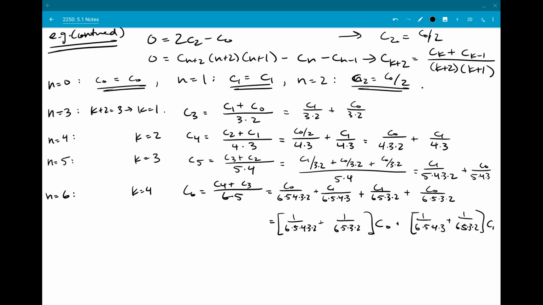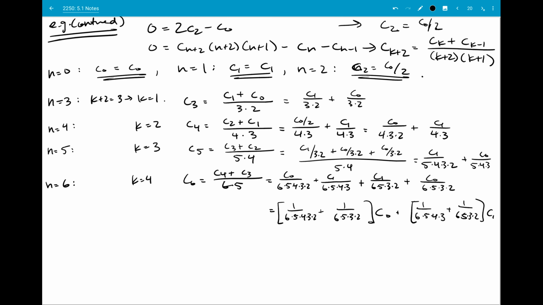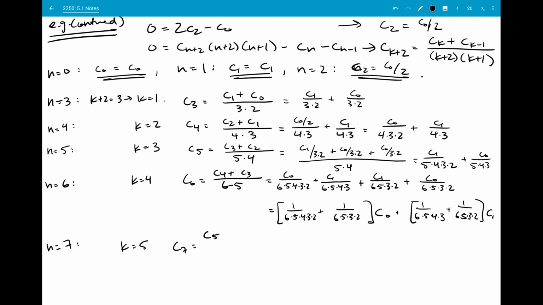Let's go ahead and do one more. Maybe we can start to see the formula here, but it couldn't hurt to do an extra one. So n equals 7, that's k equals 5, that's C7 is C5 plus C4 over 7 times 6.